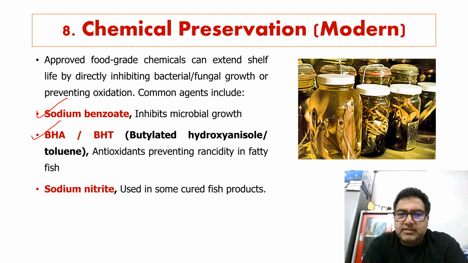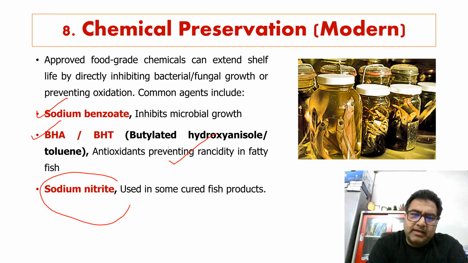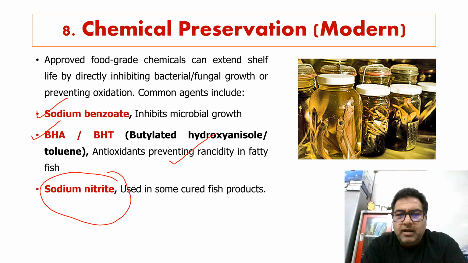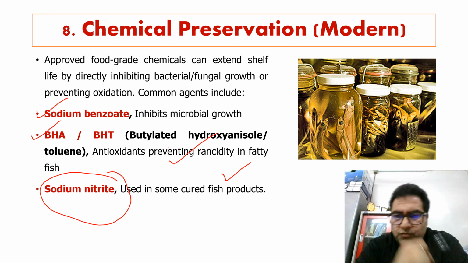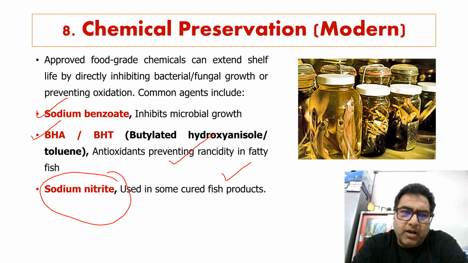These antioxidants prevent rancidity in fatty fish. And another chemical which is used is sodium nitrate. It is used in some cured fish products. So what we find is that during chemical preservation we use food grade chemicals which are not so injurious to the human body. We use sodium benzoate, we use BHA and BHT, which is butylated hydroxyanisole or butylated hydroxytoluene, and then sodium nitrate is also used for preservation.